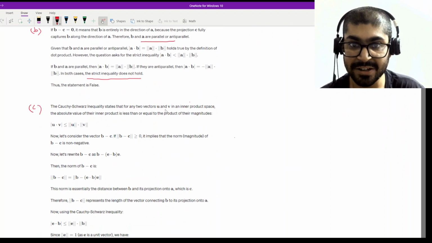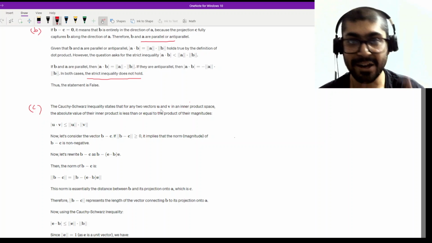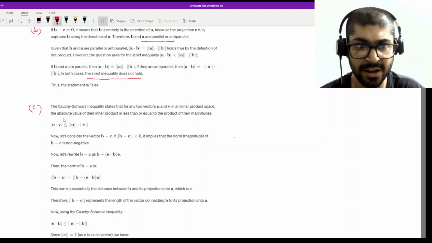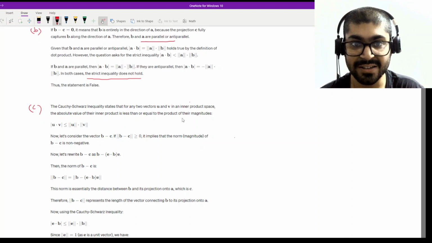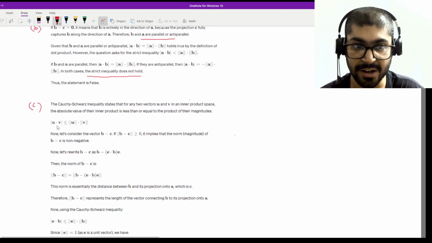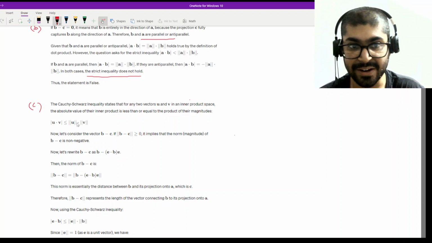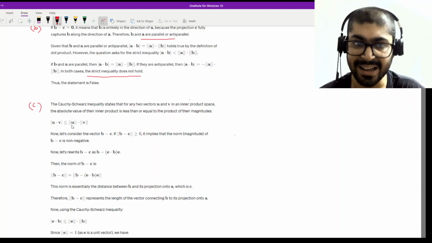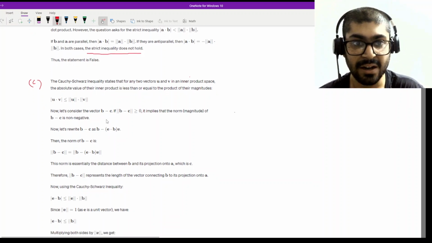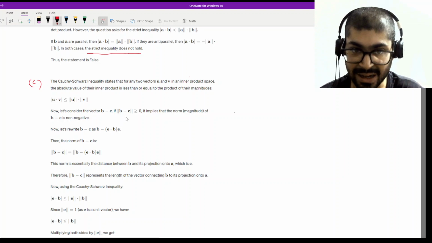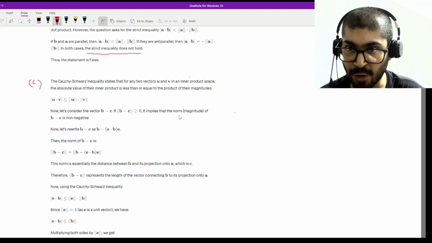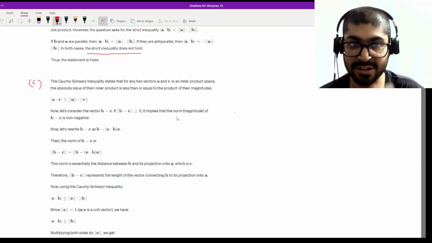The Cauchy-Schwarz inequality states that for any two vectors u and v in an inner product space, this is just the theorem written down, the absolute value of the inner product is less than or equal to the product of their magnitudes. So the modulus of u dot v is less than or equal to length u times length v. Now consider the vector b minus c. If the length of b minus c is greater than 0, it implies the norm magnitude is non-negative.